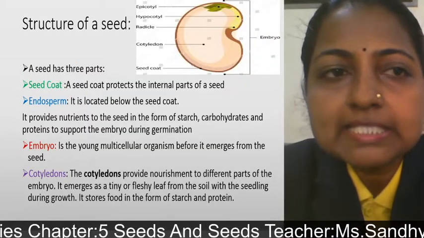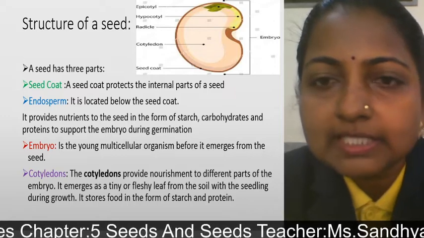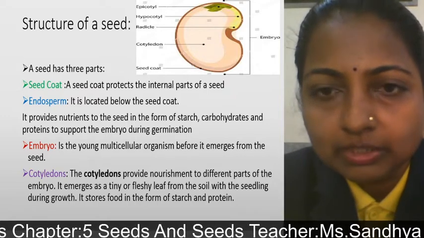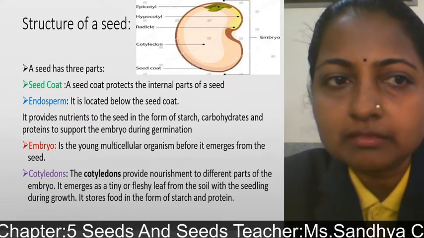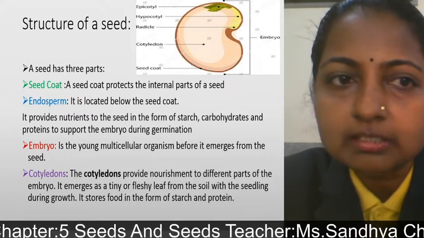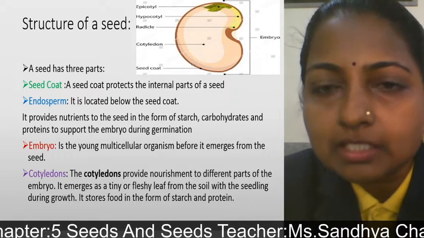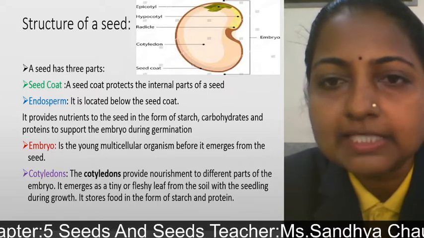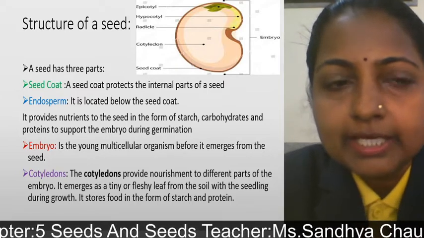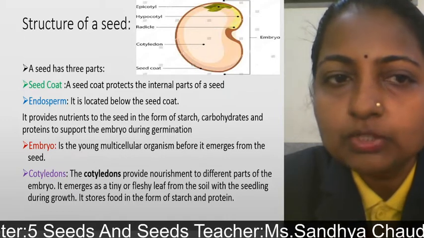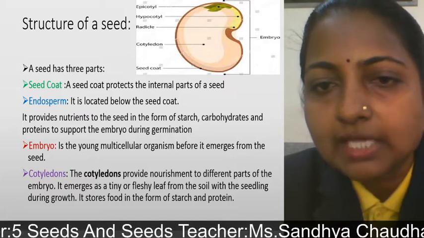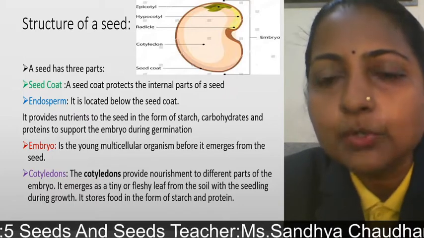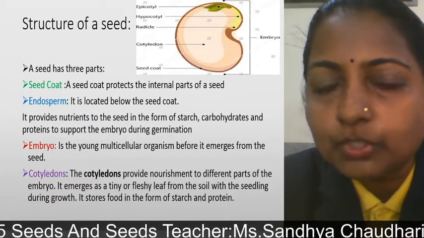Now students, we will see the structure of a seed. As you can see in the diagram, different parts are shown. So we will see one by one all parts of a seed. First, the seed coat. A seed coat protects the internal part of a seed. It is the outer covering. Endosperm. It is located below the seed coat. It provides nutrients to the seed in the form of starch, carbohydrates and proteins to support the embryo during germination.